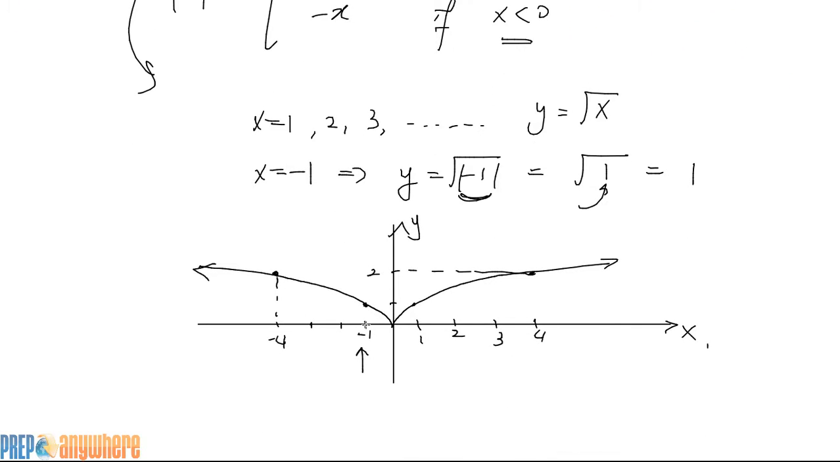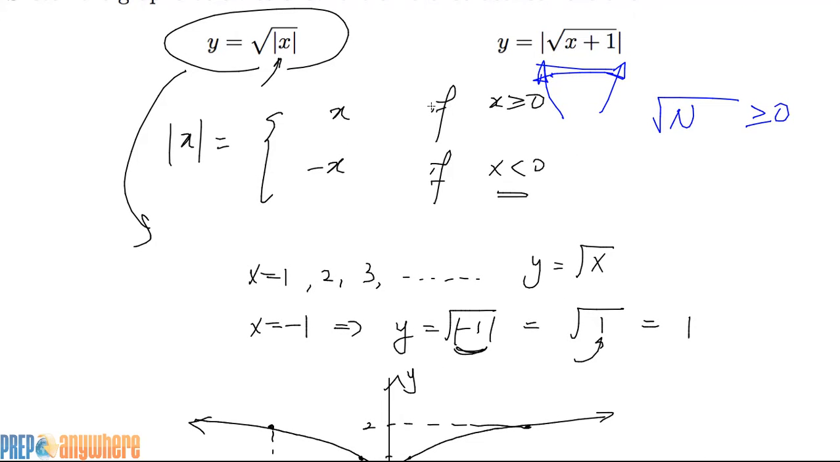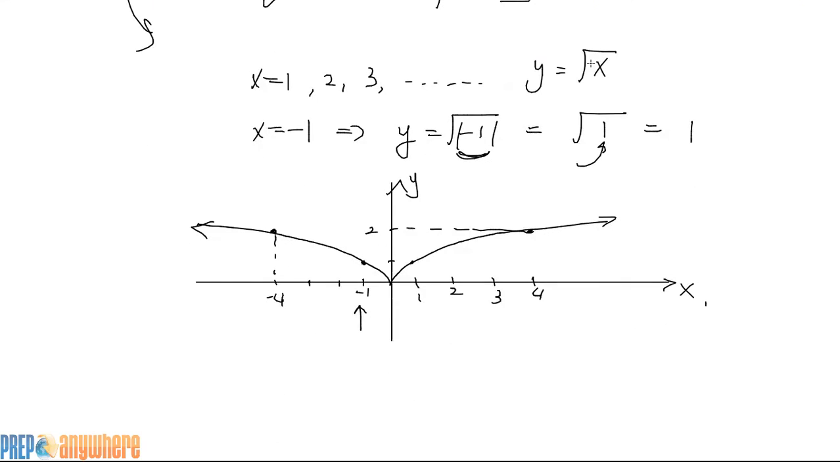Okay, so look, there's a huge contrast. They look very similar, right? This one has a root and an absolute value. This one has an absolute value and a root. But because it's outside, it doesn't do anything. So it'll just look like this. Okay? It'll just look like that.